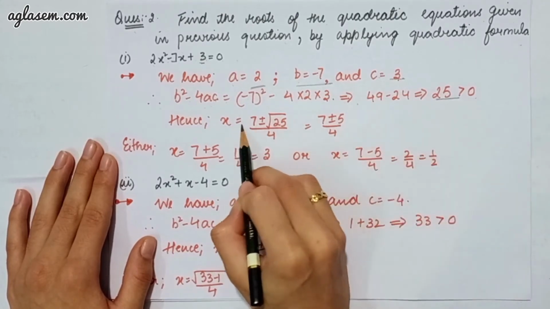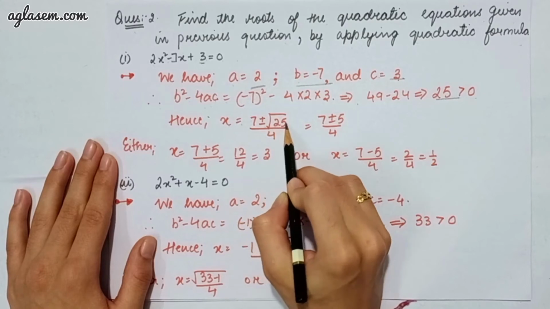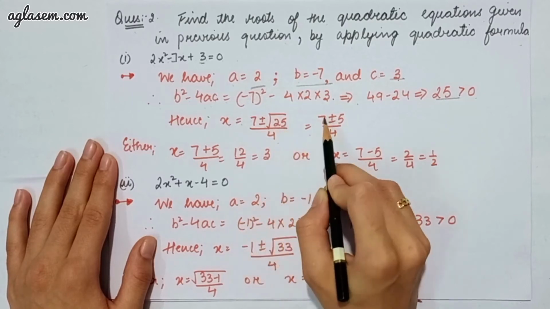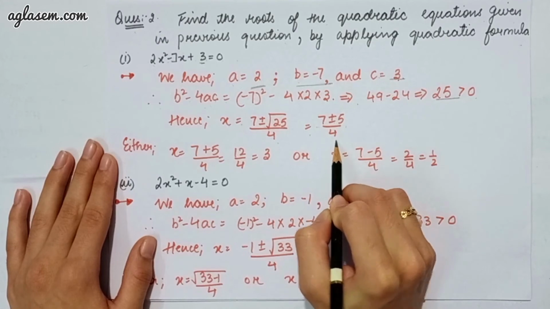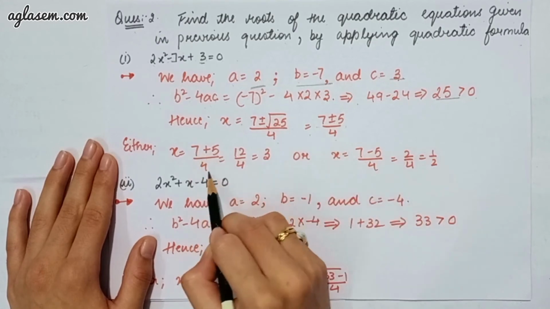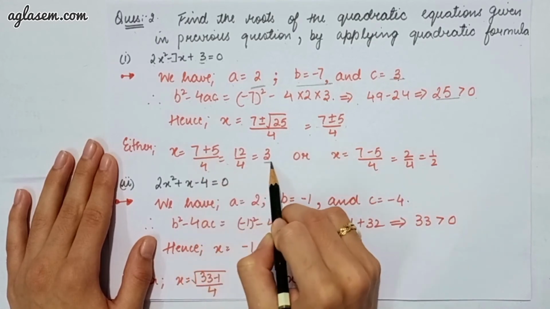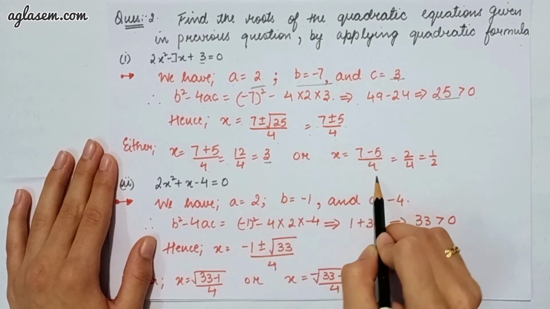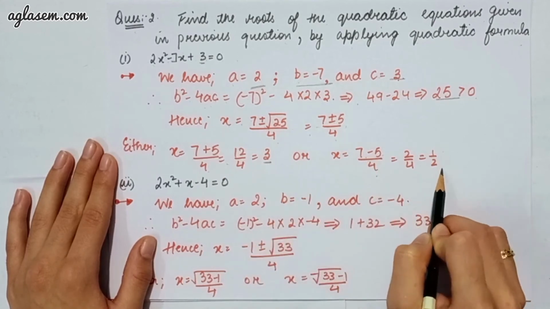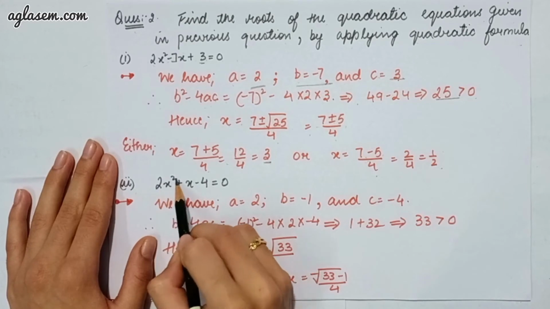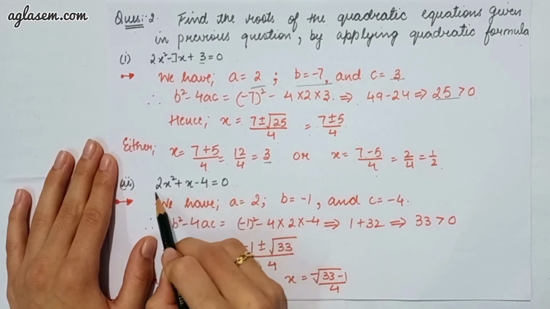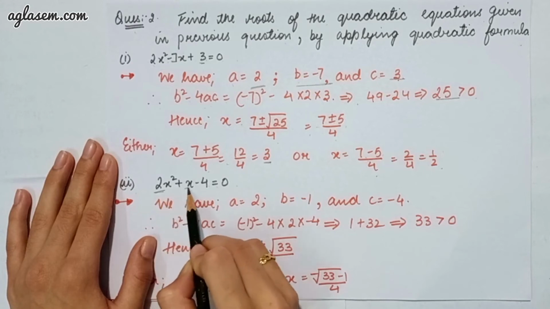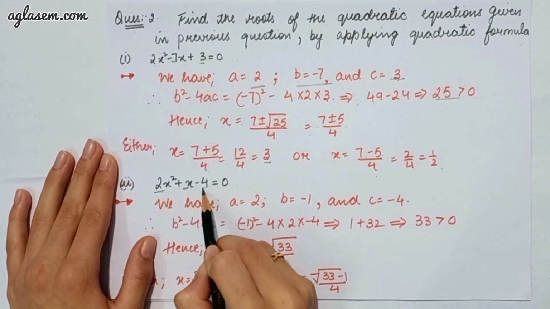Therefore x is equal to 7 plus minus root 25 upon 4, which will give you 7 plus minus 5 divided by 4. Either we can write it as 7 plus 5 upon 4, which will give you 3, or we can write it as 7 minus 5 upon 4, which will give you 1 upon 2. Second part says 2x square plus x minus 4 is equal to 0.